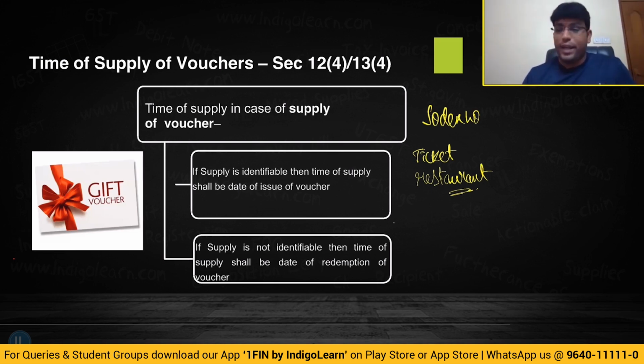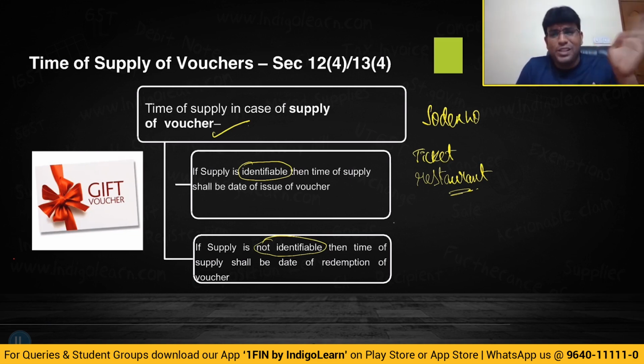So in this context, in case of voucher, there are two types. One, supply is identifiable. Second, supply is not identifiable. Supply is identifiable means we know for what purpose the voucher can be used. For example, if I give you a shirt voucher, definitely you'll go and take a shirt. Could be full shirt, half shirt, t-shirt, whatever it is. Shirt is a shirt. It doesn't matter what kind or color of shirt it is. For shirt, the GST rate is constant.